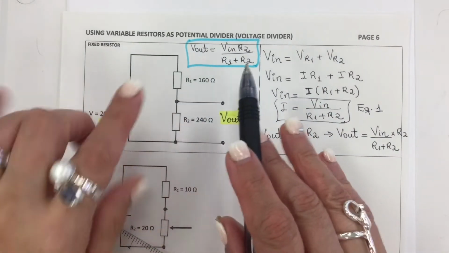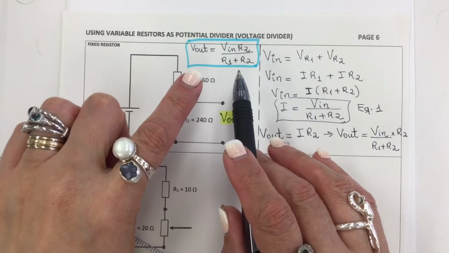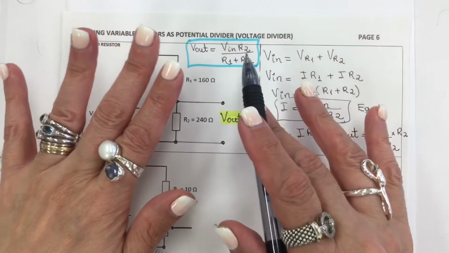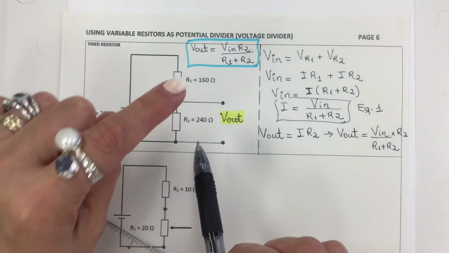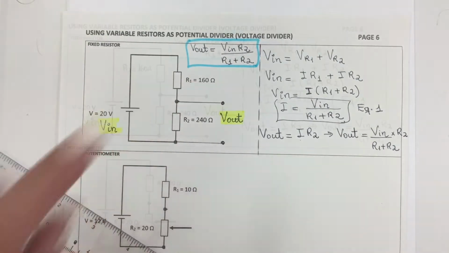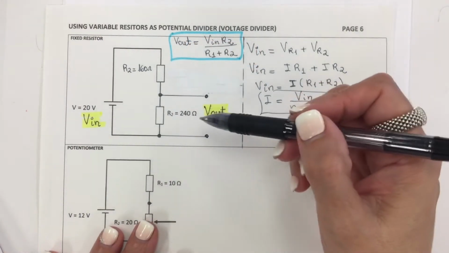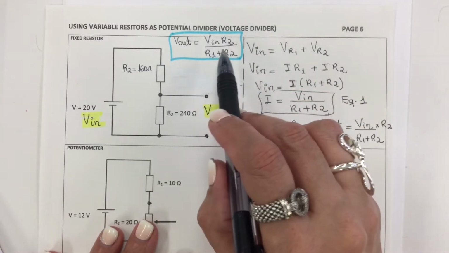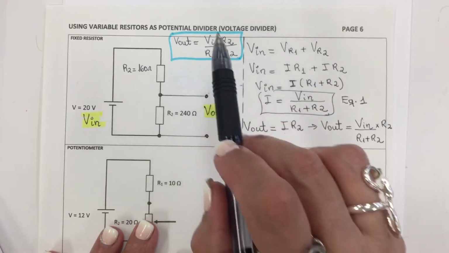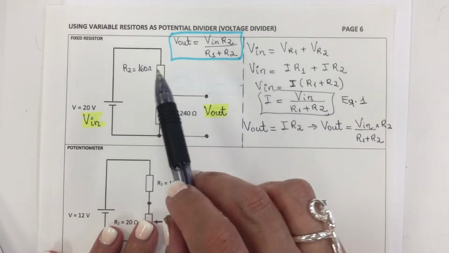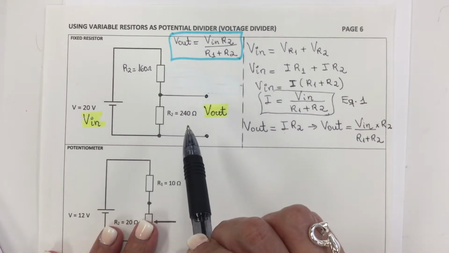So I do not have current in this equation, and now I can use this equation to calculate the output voltage on this resistor. Okay, now I have a formula that I can use to calculate the output voltage without any current involved. Now I'm going to use this formula to calculate the output voltage in this circuit.